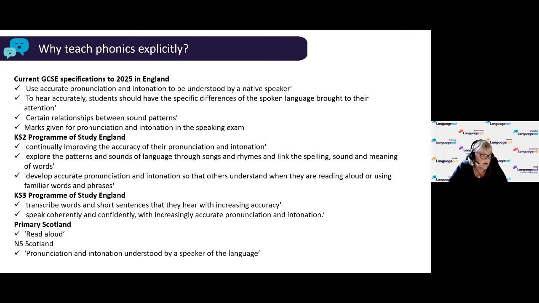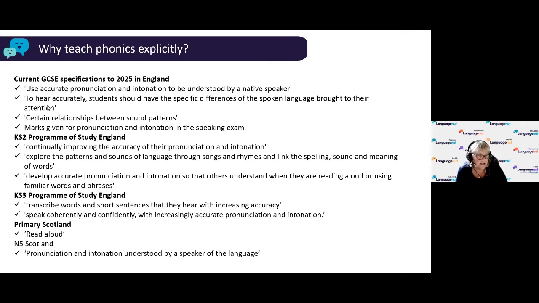In the programme of study for Key Stage 2 in England, we can see there pronunciation and intonation, exploring the patterns and sounds of language and the sound, spelling, sound and meaning of words, and developing accurate pronunciation when they are reading aloud. And in Key Stage 3, we've got transcribing words and short sentences and speaking coherently with increasingly accurate pronunciation. Then for primary Scotland, they start by reading aloud words, and that goes up to short texts. And then in the N5 Scotland, which is the equivalent of GCSE, in the mark scheme, the pronunciation and intonation has to be understood by a speaker of the language.